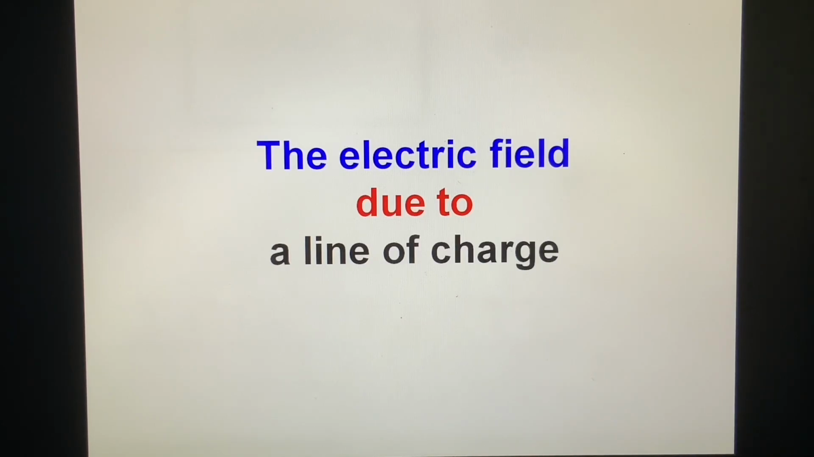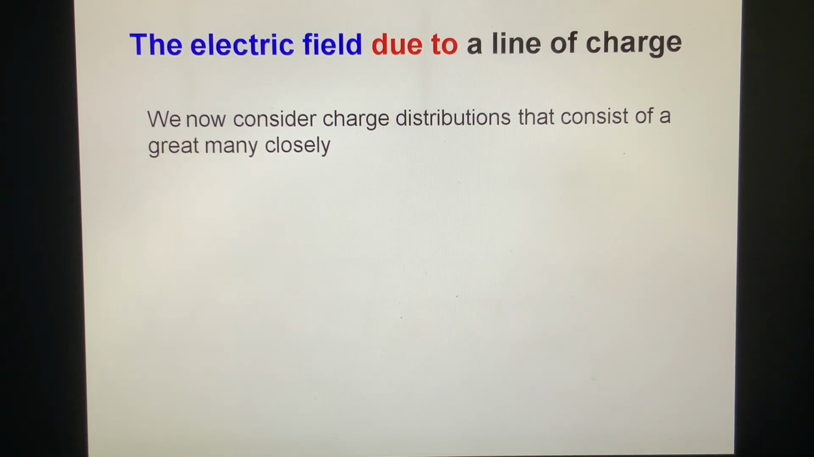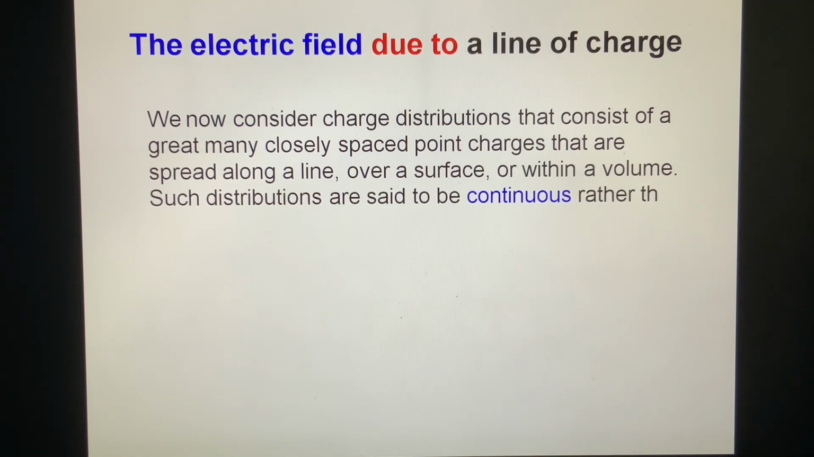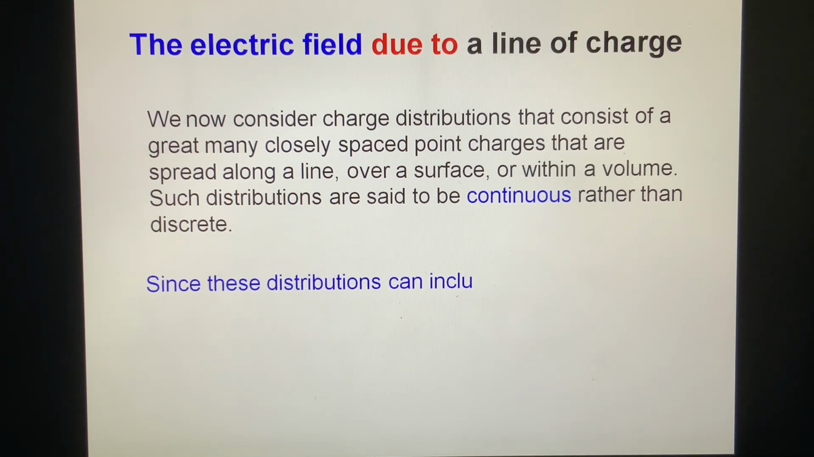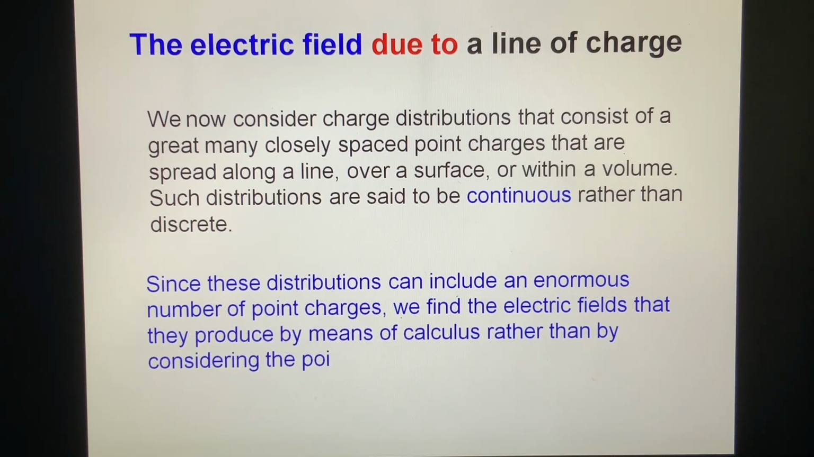Electric field due to a line of charge. We now consider charge distributions that consist of a great many closely spaced point charges that are spread along a line, over a surface, or within a volume. Such distributions are said to be continuous rather than discrete. Since these distributions can enclose an enormous number of point charges, we find the electric field that they produce by means of calculus rather than by considering the point charges one by one.